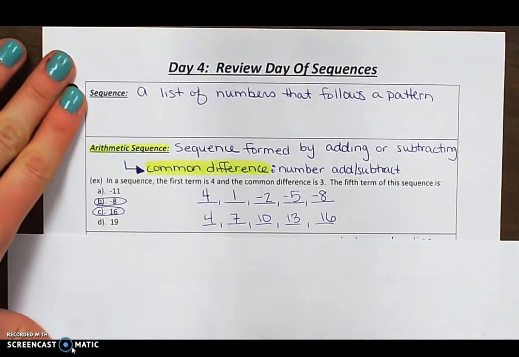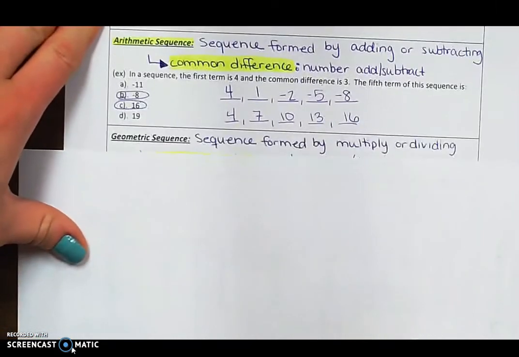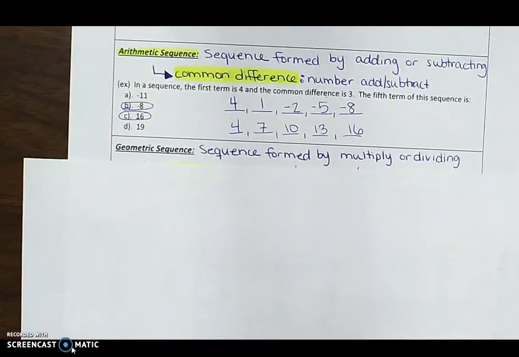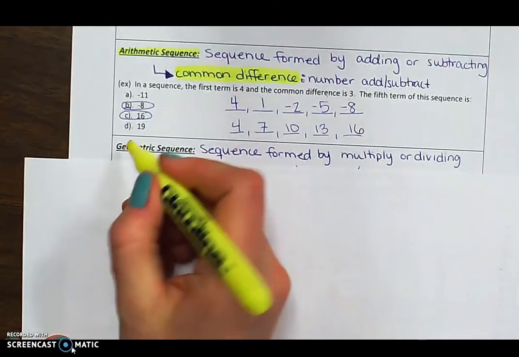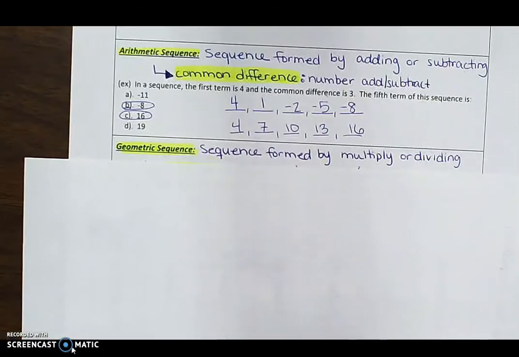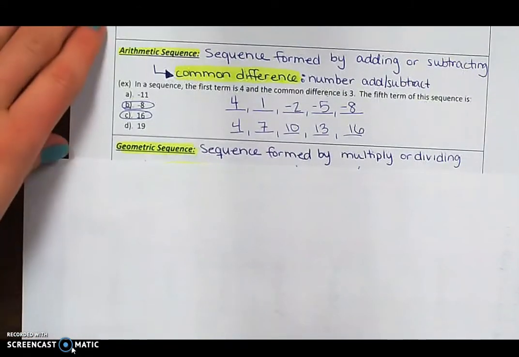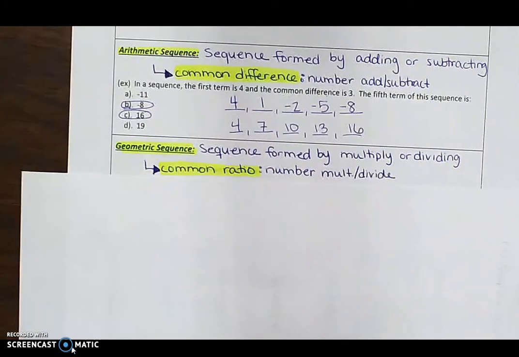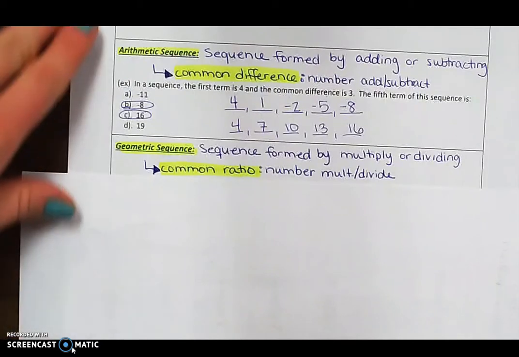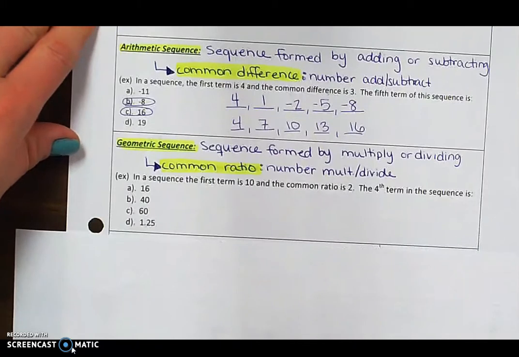All right, let's go ahead then. Let's take a look now at geometric sequence. A geometric sequence is a sequence that can be formed by multiplying or dividing. With that, we have a new vocabulary word called the common ratio. The common ratio is just the number that you're multiplying or dividing. So let's take a look at our first example here.